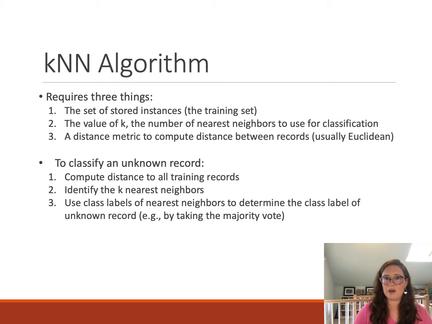And the number k is the number of neighbors that we'll use for classification. And then we'll need to determine a distance metric that we'll use to compute the distance between records. So usually we use Euclidean distance, but as I mentioned earlier, there are multiple distance metrics that are sometimes used. And then to classify an unknown record, we'll compute the distance to all of the training instances, identify the k nearest neighbors, and then use the class labels of those nearest neighbors to determine the class label of the unknown or the new instance that we're classifying. For example, by taking the majority vote.